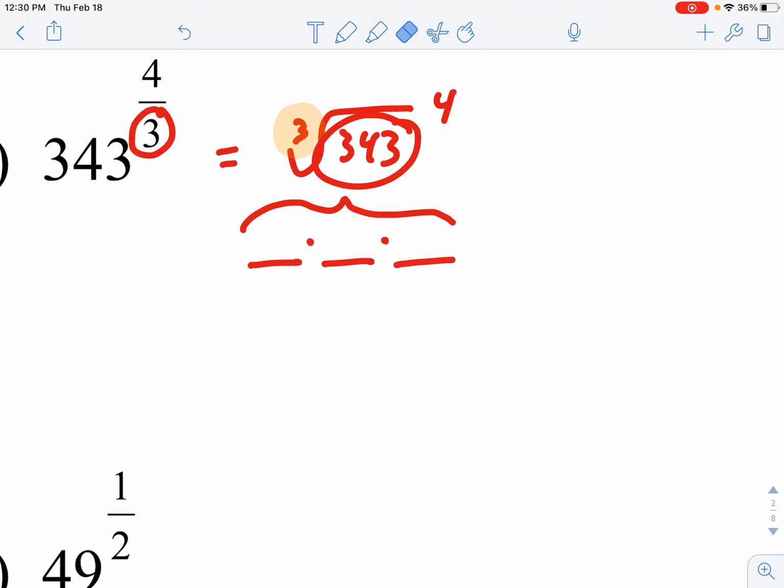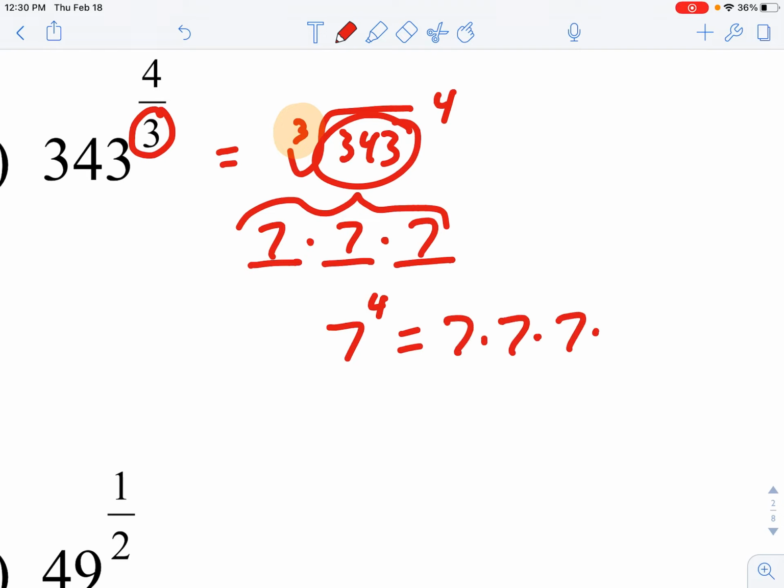So, what do I do here? Well, I happen to know that, just because I do math for a living, for crying out loud, that 7 times 7 times 7 is 343. So the cube root of 343 is 7. Now I need to raise that to the 4th power. So I need to do 7 times 7 times 7 times 7.